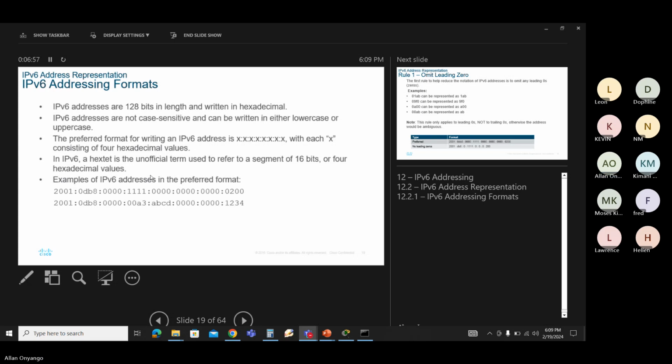In IPv4, the octets are separated with decimal points, isn't it? In IPv6, they are separated with a colon, a full colon, not a semicolon. IPv6 addresses are always in 8 parts.